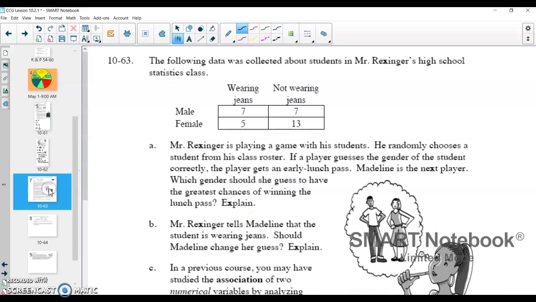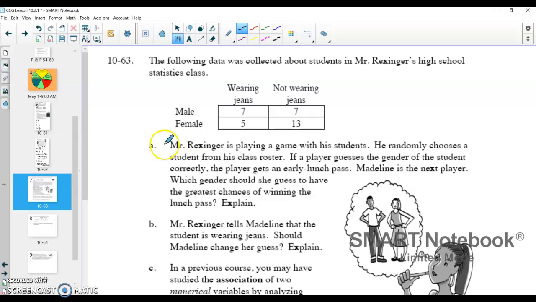All right, we'll move on to the last problem here. Another probability problem. I really like this one. It's going to be similar to the last one, just a little bit different. So we have this data collected from Mr. Rexington's high school stats class. We have males, we have females, we have males that wear jeans, females that wear jeans, and we have males that don't wear jeans and females not wearing jeans.